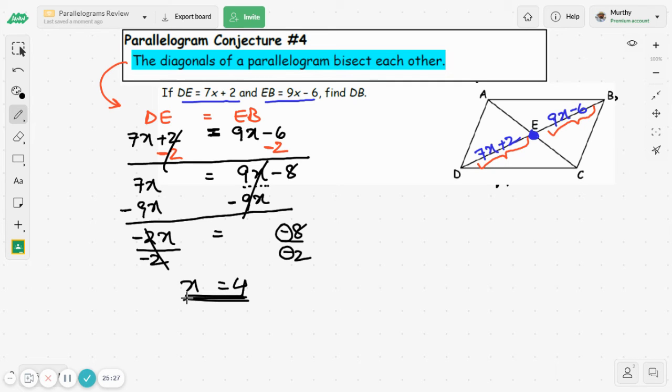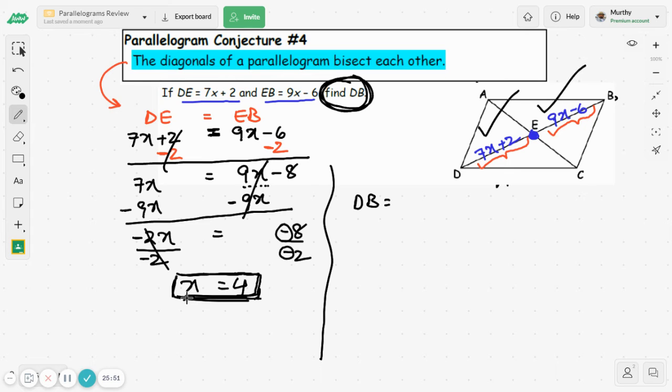But the question is, what is the length of DB? It is not asking to find the value of x. This is where you'll be tricked, especially during testing. Once you find the value of x, you may think that you are done, but it is not so. The length of DB is the sum of this one and this one, so it is DE plus EB.